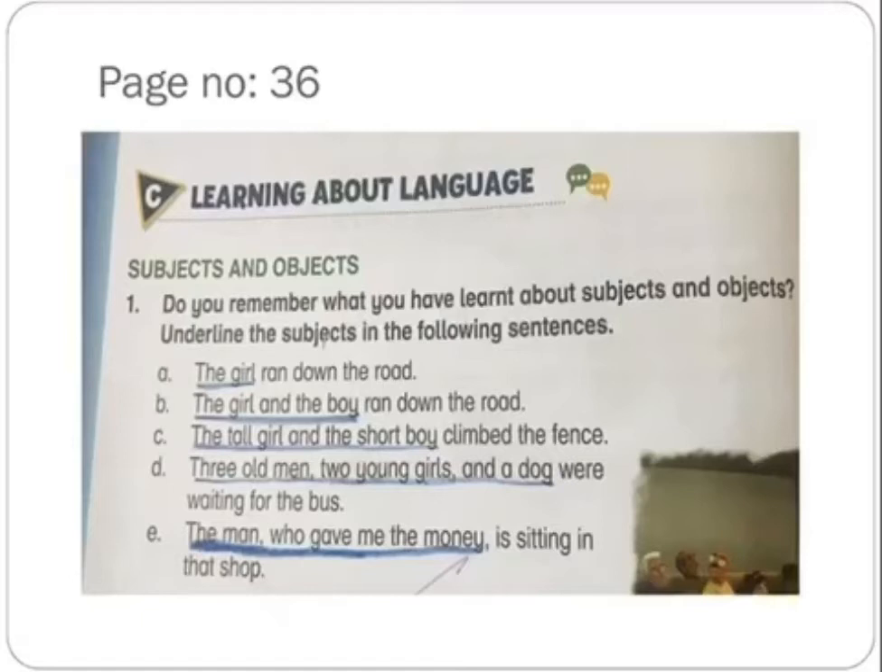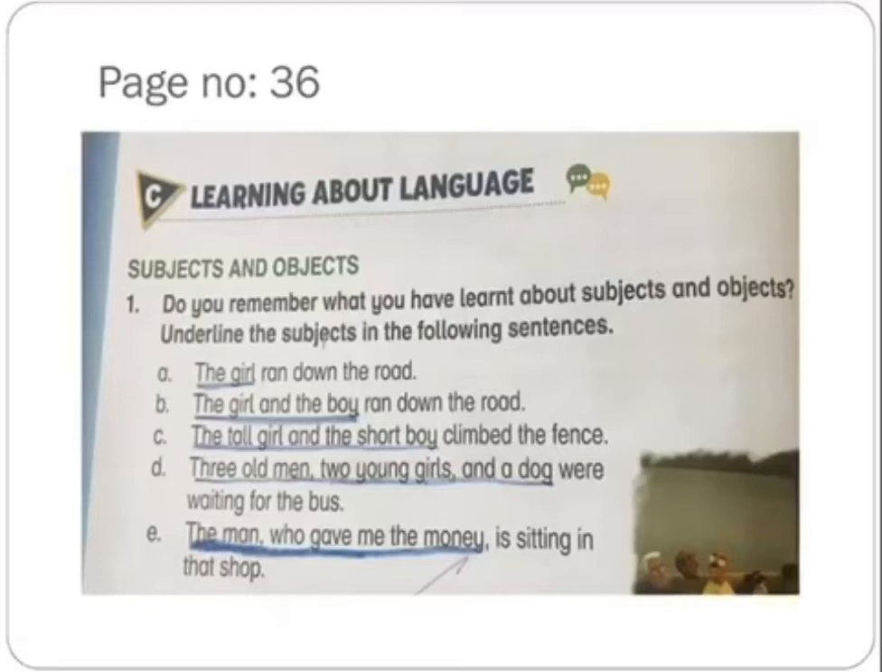Now number D, 3 old men and 2 young girls and a dog. As I told you before, it is not necessary to have only one subject, it can have two or more subjects as well. So here you can see there are 3 old men, 2 young girls and a dog were waiting for a bus. What action are they performing? They all are waiting, so they are the subjects. So here, students, you get the example of many subjects in a sentence.